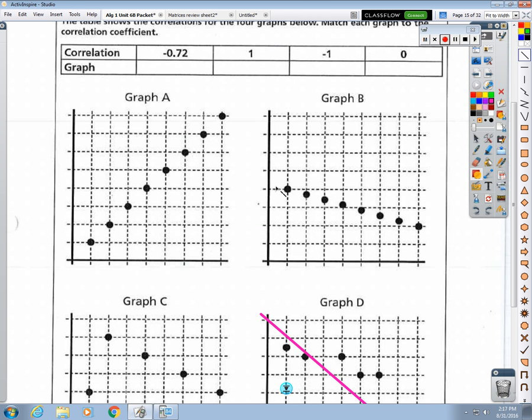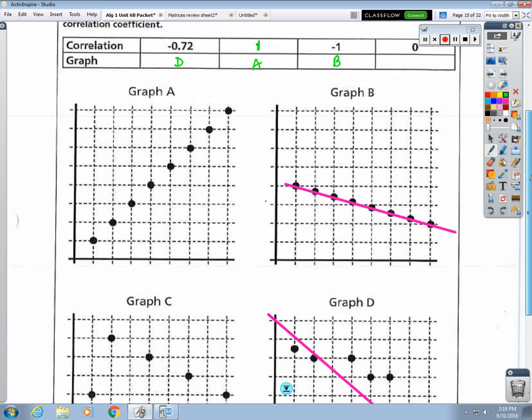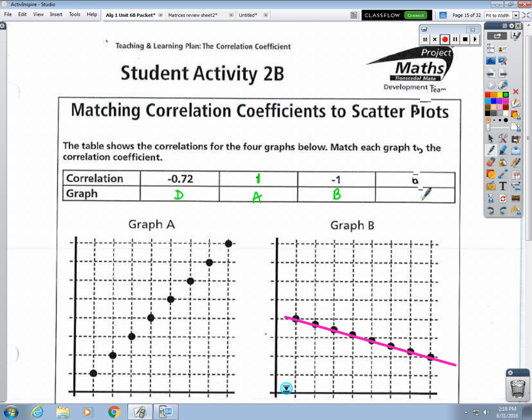B is also negative, but it's very strong. It's a perfect line, correct? So the more perfect it is, the closer to 1 it is, but in this case, -1. So graph B belongs to that correlation coefficient of -1. And so that means the other negative would belong to graph D. Okay, and then which graph would have belonged to a positive one? A, because it's positive and it's perfect. Okay, if it's a perfect line, it's a perfect score of 1, a correlation coefficient of 1. And then the last one would be C, no correlation at all is 0.